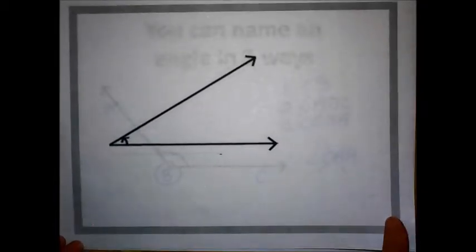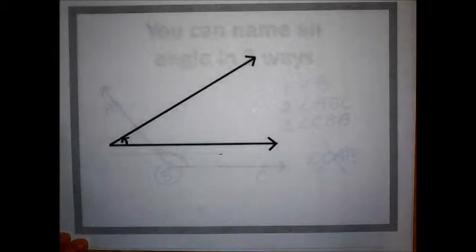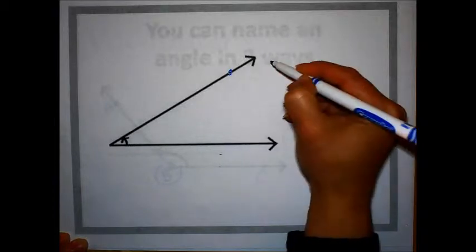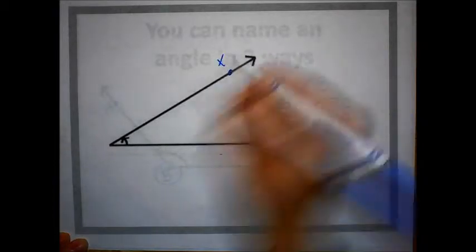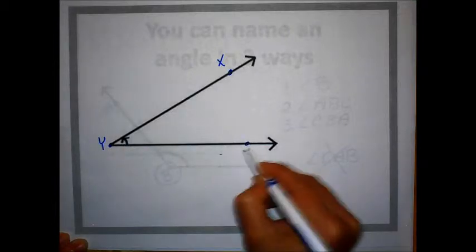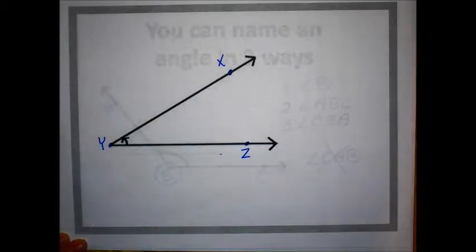Now I want you to try naming an angle on your own. So if you would draw this angle into your journal, and let's label it with points X, Y, and Z. Hit pause and name your angle 3 different ways.